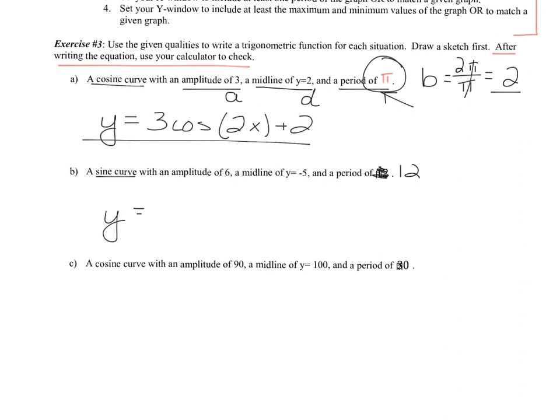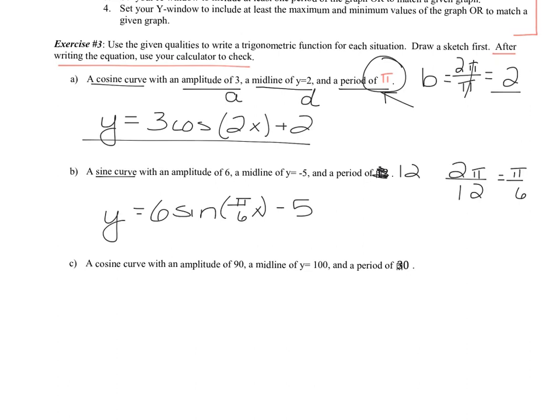Okay, so this is a sine curve. Amplitude of 6 goes in the front. It's sine. I usually come back to the period. My midline is -5. So to figure out what number goes with the x, we're going to do 2 pi divided by the period is 12, so that's pi over 6.